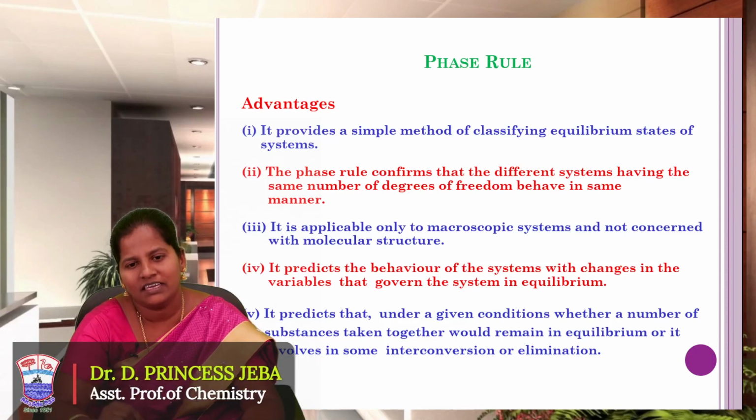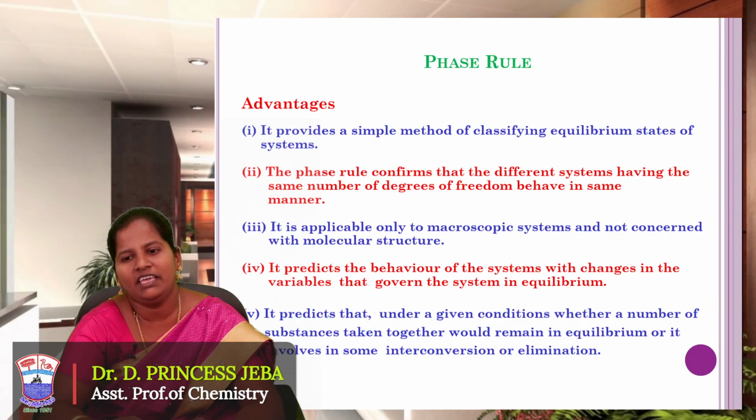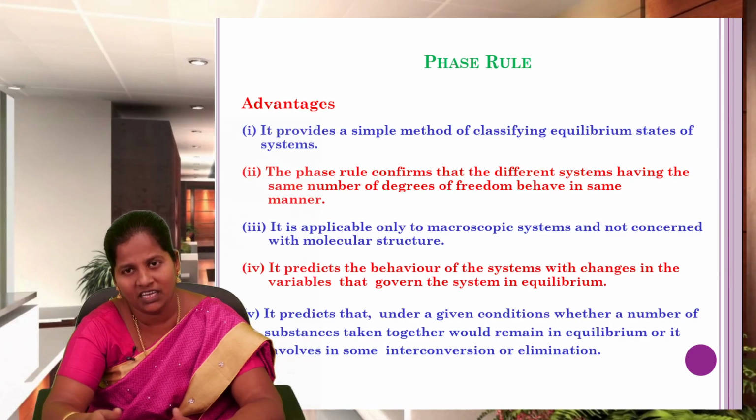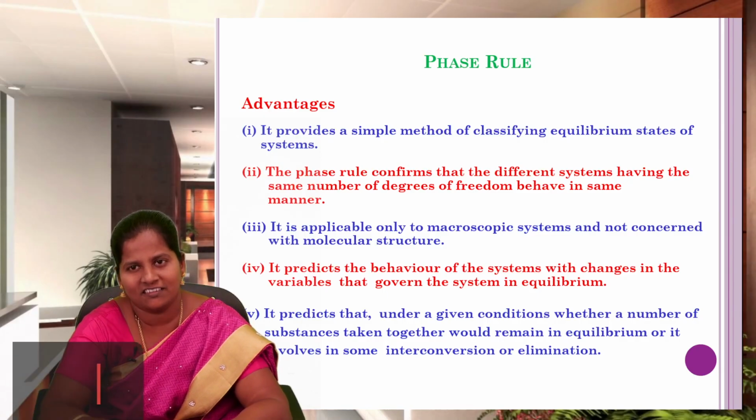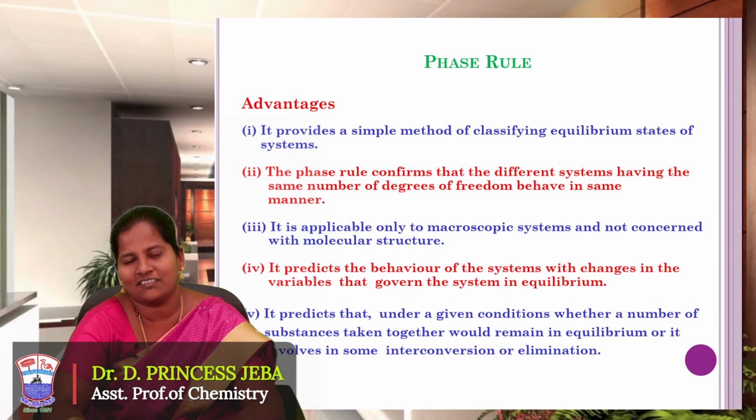So it is given by Gibbs phase rule, and this phase rule is applicable to macroscopic system, that is for 1 liter or macroscopic quantities we have to apply this phase rule, and not for a single molecule. And next one is it predicts the behavior of system which changes in variables that govern the system in equilibrium. In equilibrium, when there is a rise in temperature, what happens to the number of phases? When there is a decrease in pressure, what happens to the number of phases or equilibrium of the system? Either it shifts towards the right or left, or the phases may coexist. All the other informations we get from this phase rule.